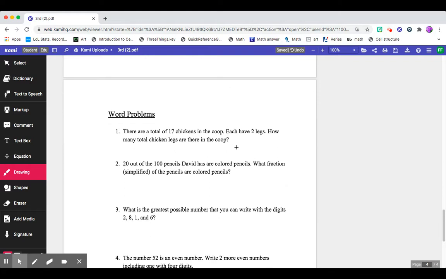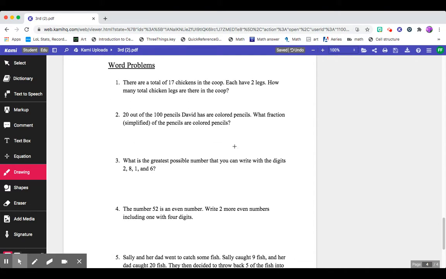So let's go to the last part. It's the word problems. Let's try number 1. There are a total of 17 chickens in the cup. Each has 2 legs. How many total chicken legs are there in the cup? There's 17 chickens, each has 2 legs, and you could just multiply this by 2, because each of the chickens has 2 legs. Then what will this equal?